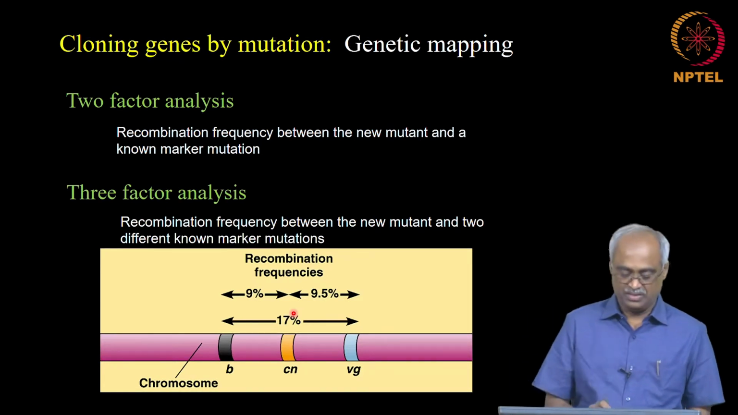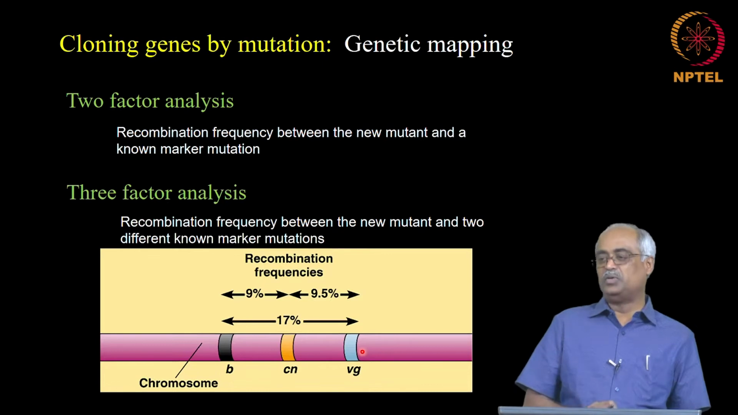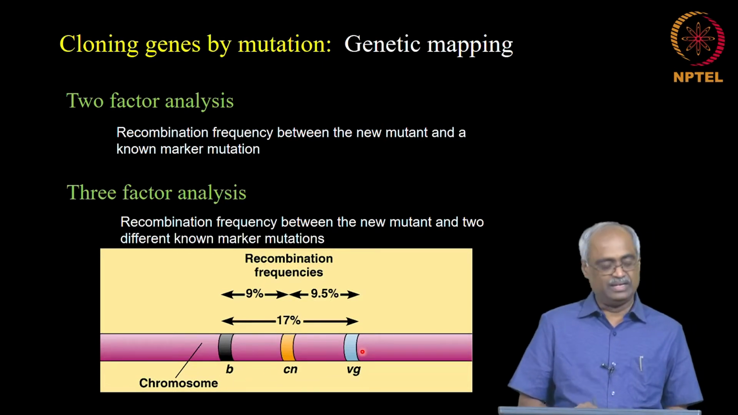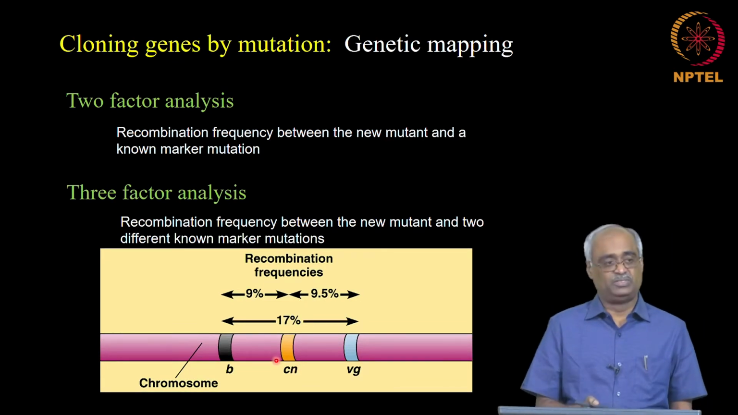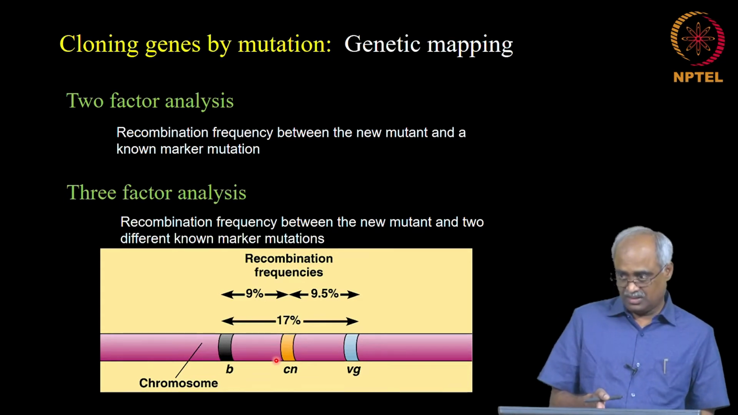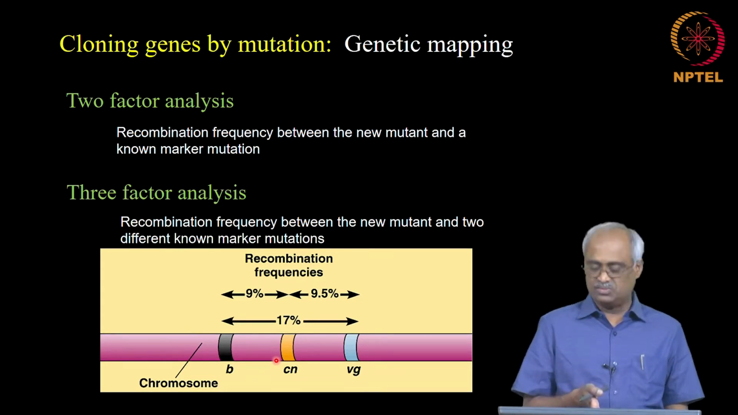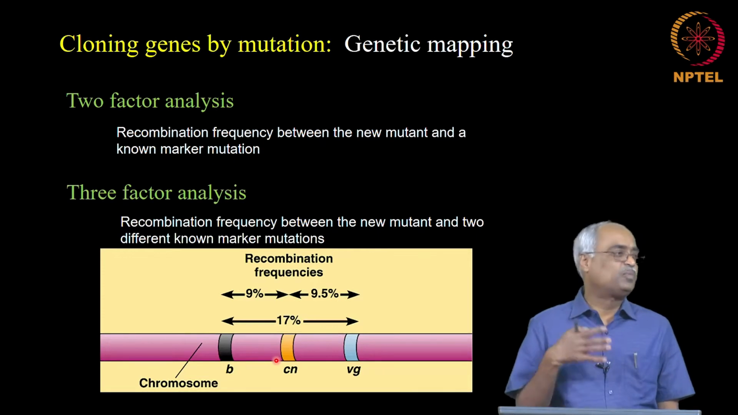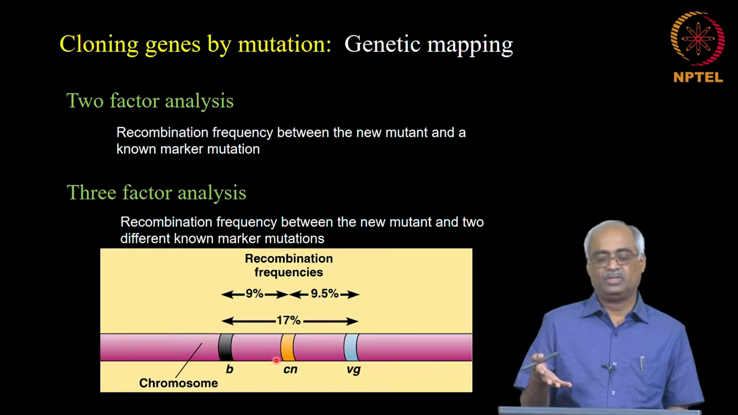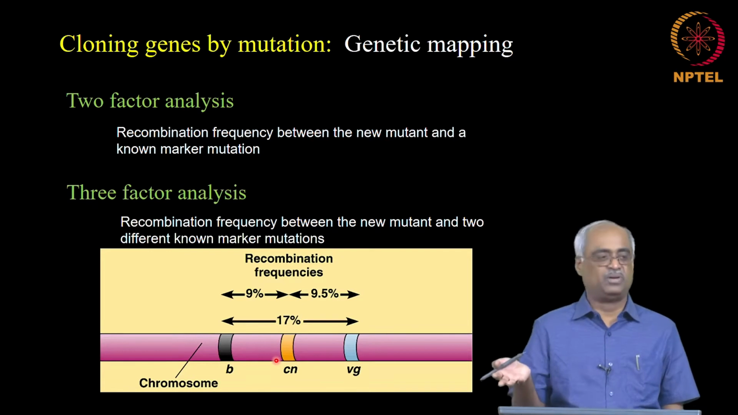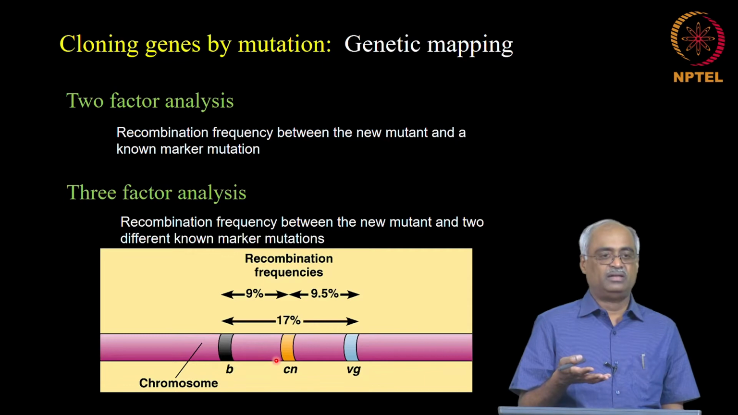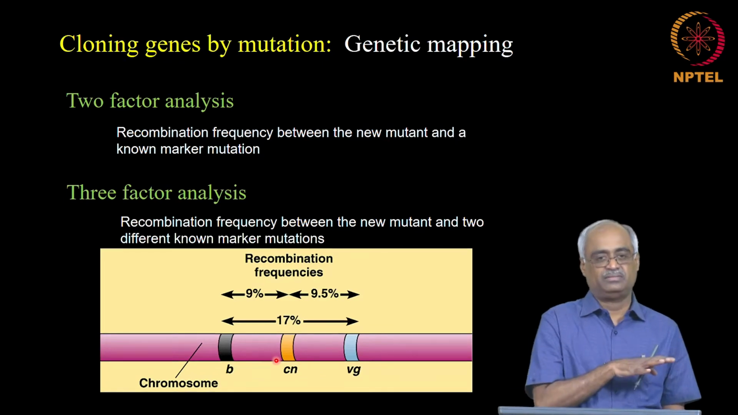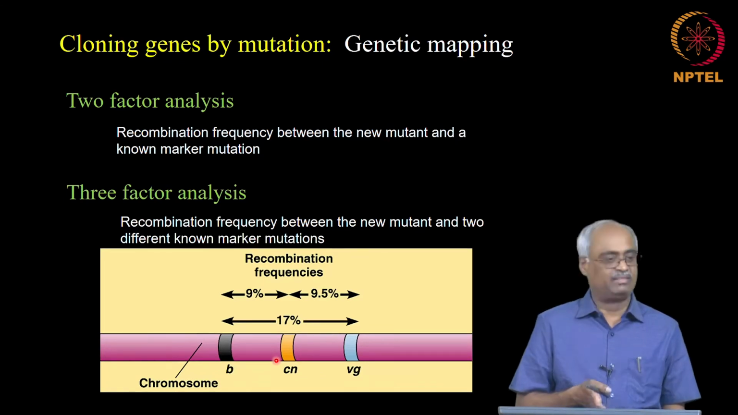Here we are assuming black and vestigial as known markers and the Cn is the unknown. So, this is called three-factor analysis. Three-factor analysis gives a very specific position, but the resolution and accuracy of your conclusion depends on the number of progeny you looked at. How many total progeny and how many recombinant progeny you got. So, it is dependent on that. Higher the number, higher the accuracy.